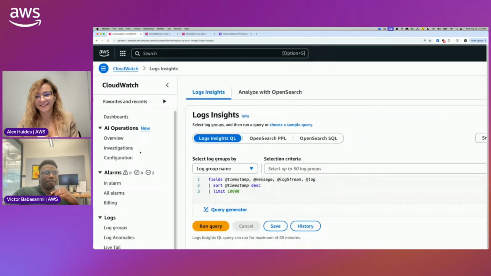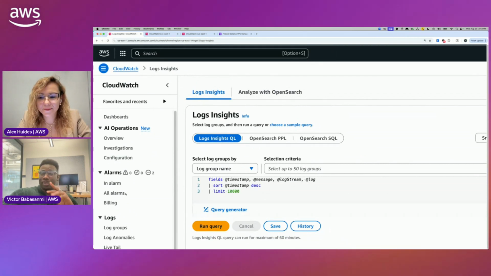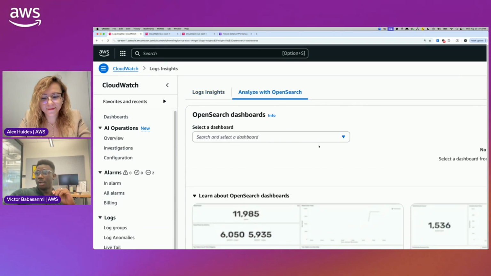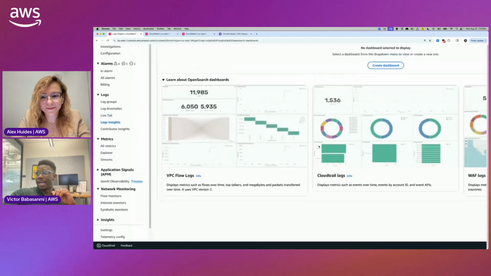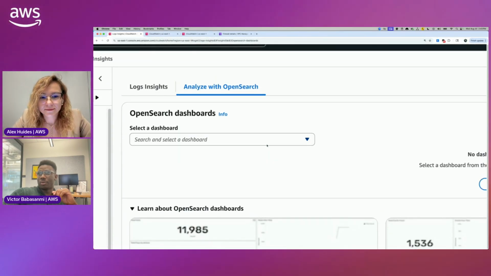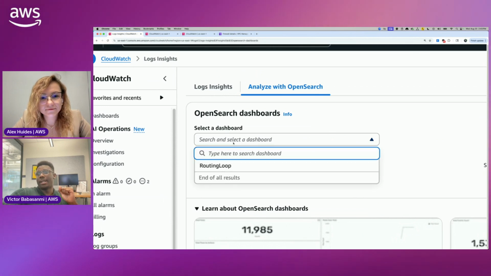Yeah, okay. Perfect. Awesome. All right, so I'm going to start off with VPC. And I was mentioning earlier that CloudWatch has this native integration with OpenSearch, and that native integration is to give you some default dashboards that we have for VPC Flow Logs, CloudTrail logs, as well as WAF logs. So for today, I'm basically showing the native dashboard for VPC Flow Logs, and I set it up just specially for the routing loop.